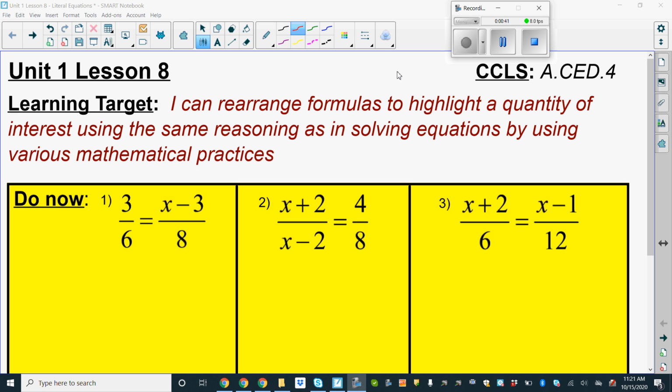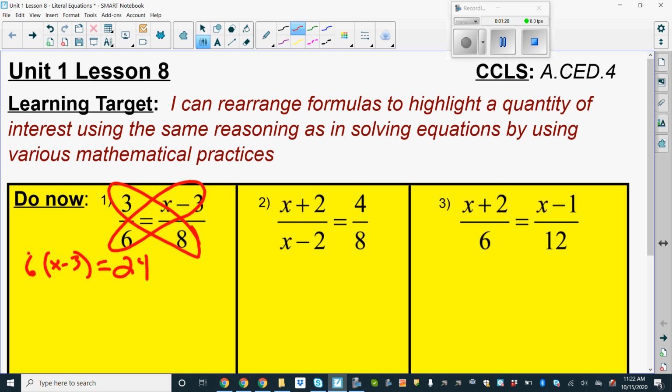So we have for the do now, 3 divided by 6 equals (x minus 3) divided by 8. When you solve proportions, you have to cross multiply. So we have 6 times (x minus 3). Whenever you have a term that is an expression like x minus 3, you want to keep that term in parentheses to show that it is stuck together. Then it equals 3 times 8, which is 24.